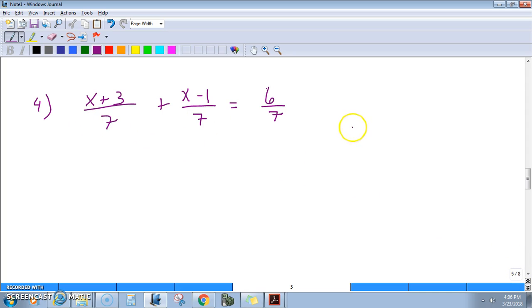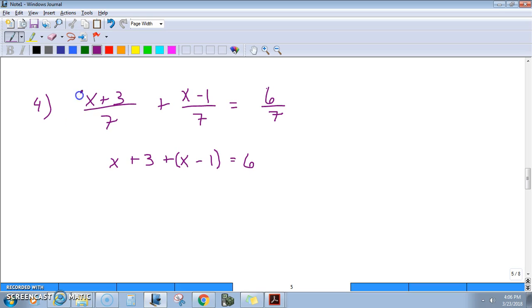So if you have the same denominator, if it's a number like this, or even if it's not, we can go ahead and kind of ignore the denominator and just do this as x plus 3 plus x minus 1. And if that had been minus, you would have needed these parentheses because it would have changed all of the insides here, but it's not, is equal to 6.